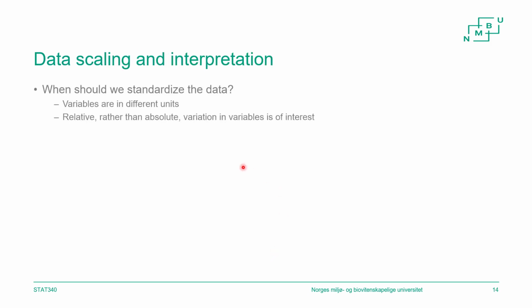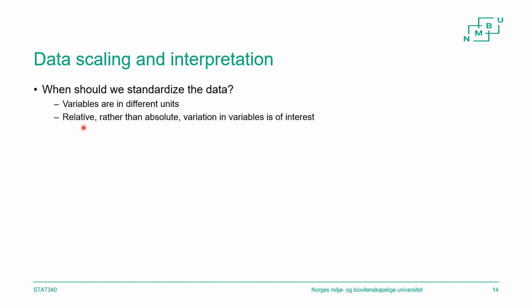So, data scaling and interpretation. When should we standardize the data? Well, typically if variables are in different units. So in that body data example, I would argue that it makes sense to do standardization, because there was one variable called age and another one was weight, wasn't it? I mean, how can you compare age in years to weight in kilograms or whatever? It doesn't make sense. So we should standardize in this case, because we have measured in very different, incomparable units, really.